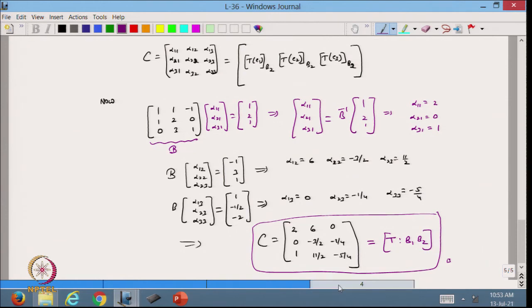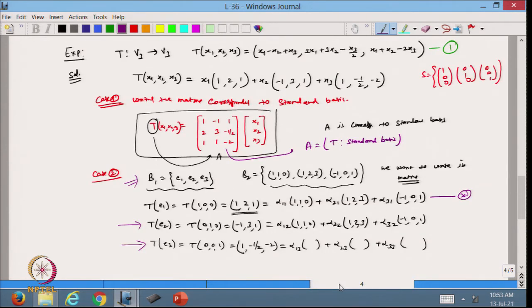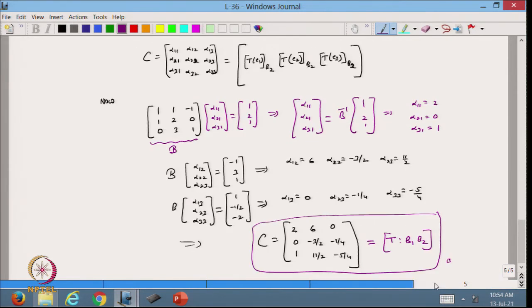So now we'll continue with the previous problem that we started in the previous lecture, how we can write a matrix corresponding to the linear transformation related to the new basis. In the previous lecture we showed how we can write the matrix corresponding to the linear transformation that is given to me, in terms of the standard basis and in terms of the new basis.